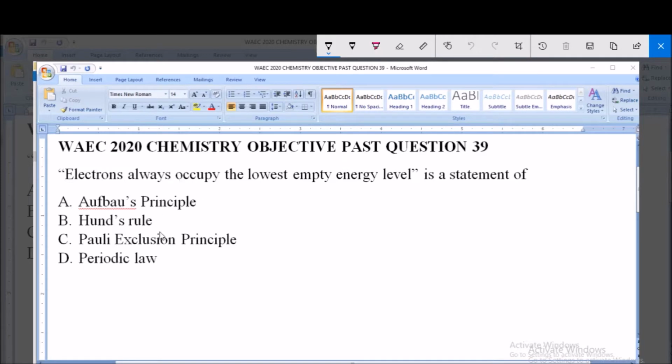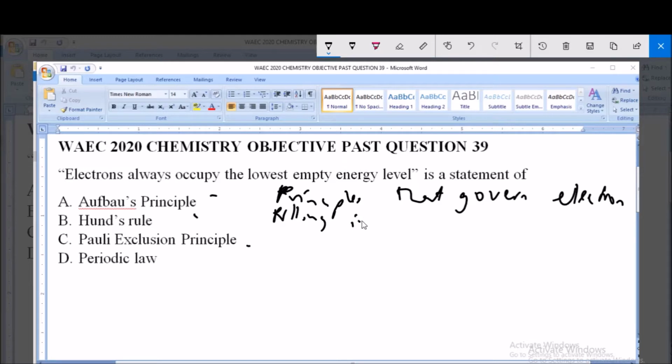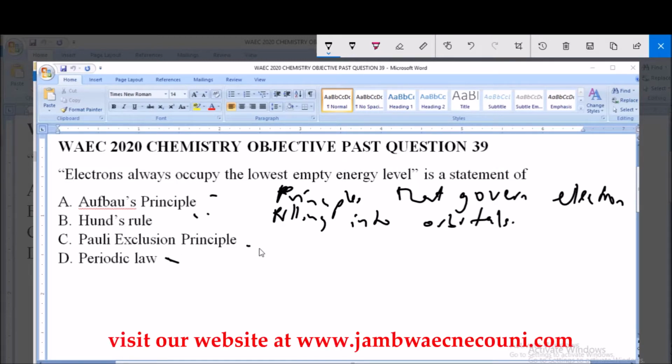So we have four laws or four principles amongst the options, and three of them, A, B, and C, are rules or principles that govern electron filling into orbitals. While the fourth one, which is the periodic law, is a law that has to do with the periodic table of elements. So let's look at what each of the laws stands for.